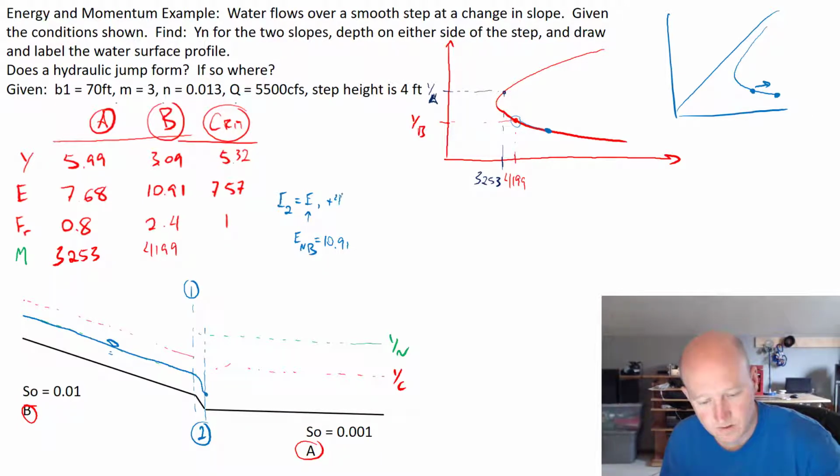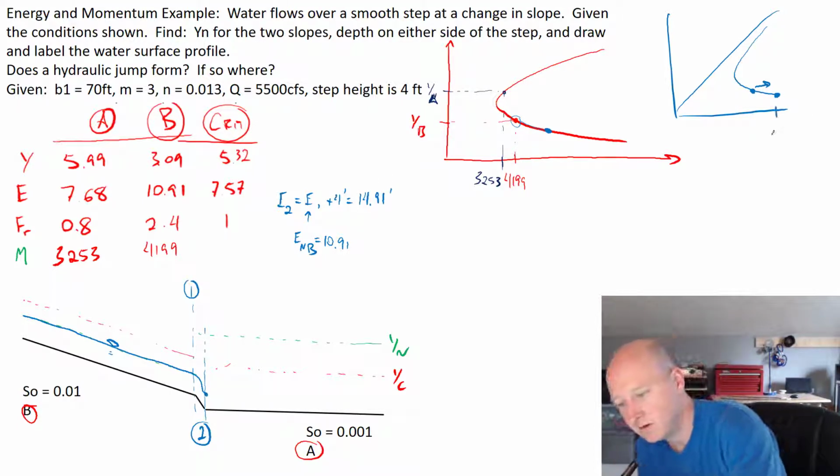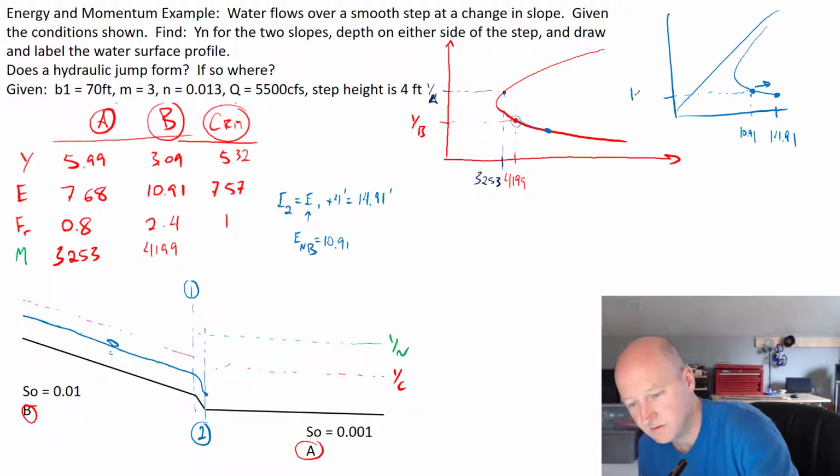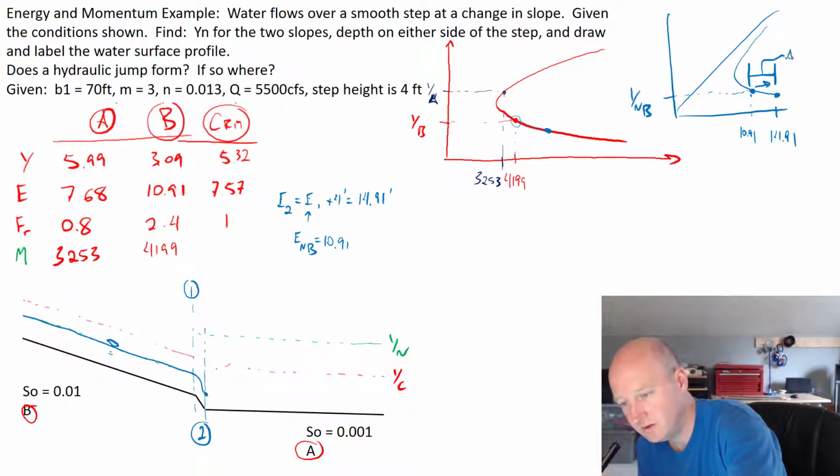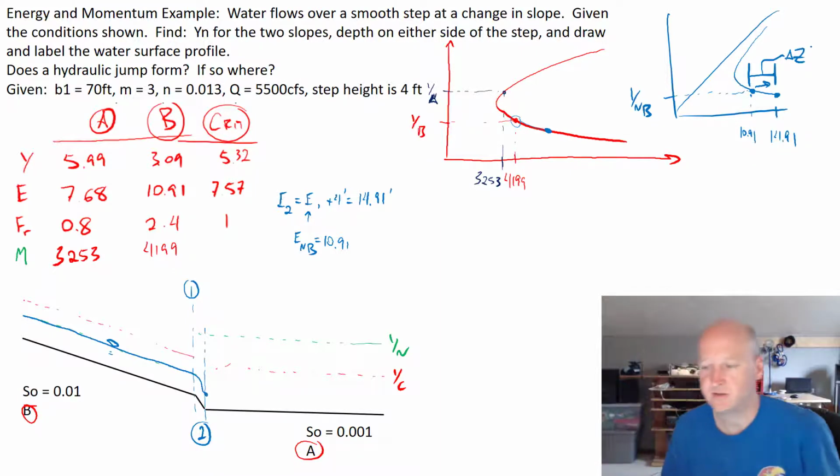Plus the 4 feet of step. So that gives us 14.91 feet of energy. So if we wanted to, we could actually mark this out as 14.91. This is 10.91. This is the normal depth for section B. And this change is the change in elevation, delta Z.